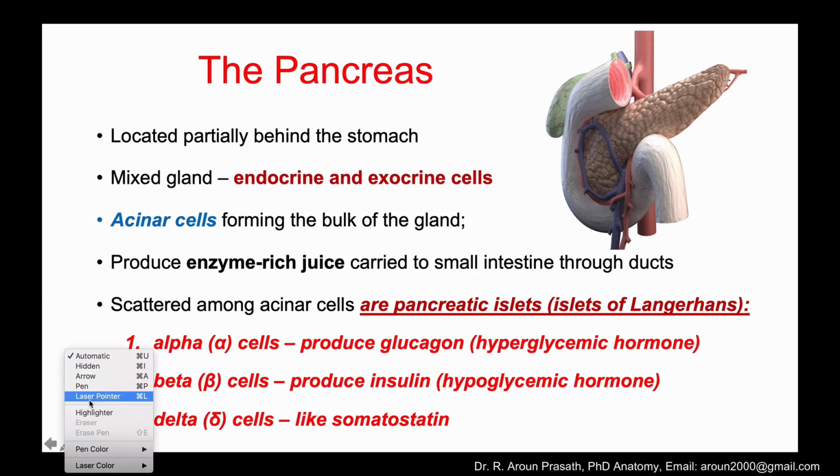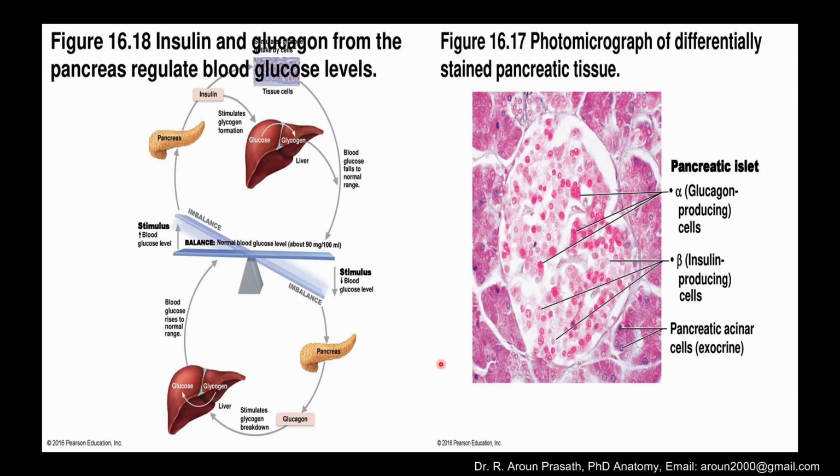So there is a homeostasis function between insulin and glucagon, which are reducing and increasing the blood glucose level. You can see here, this is a histology slide. These are pancreatic acinar cells, and here you can see these endocrine cells scattered. They are the alpha cells which secrete glucagon, beta cells which secrete insulin, and the remaining cells are the pancreatic acinar cells.